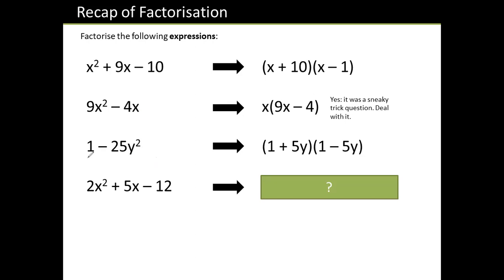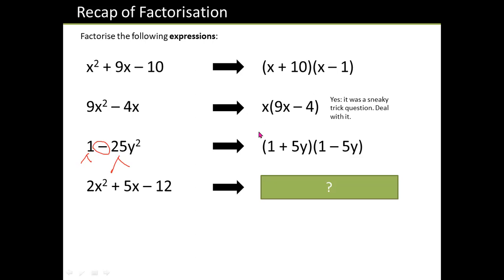Okay, so again, you can factor out 1 as a product of 1 and 1. 25y squared is a product of 5y and 5y, and you take note of the sign. Okay, so that is negative. So those are a product of, or difference of squares. All right. So those are difference of squares.